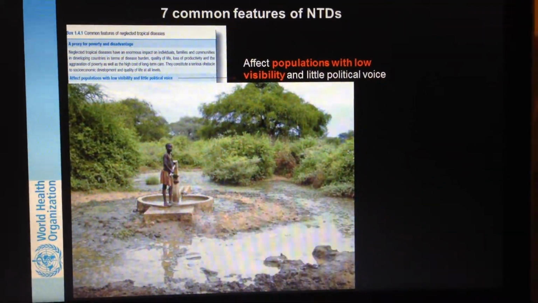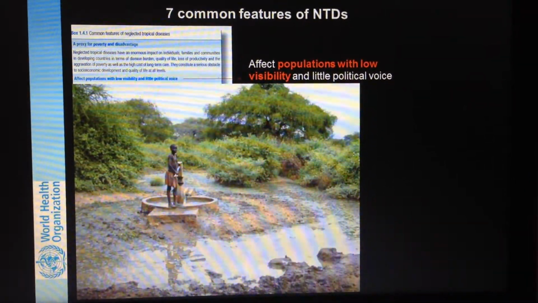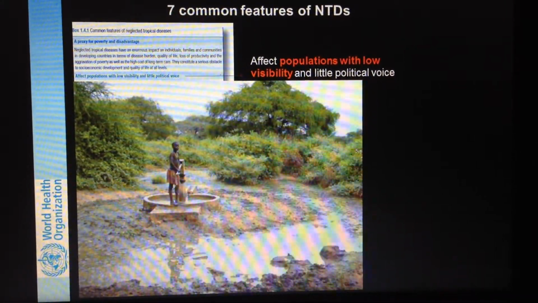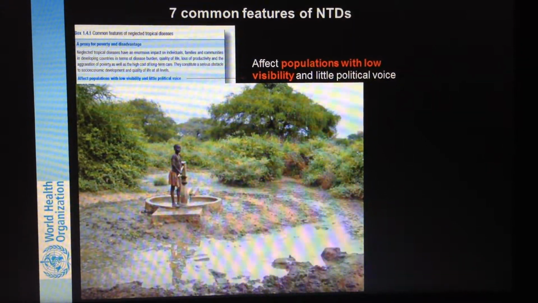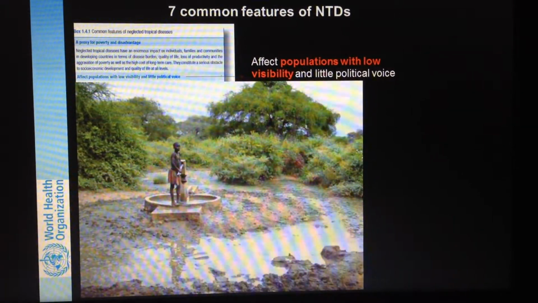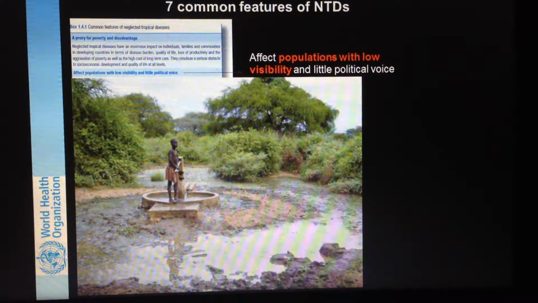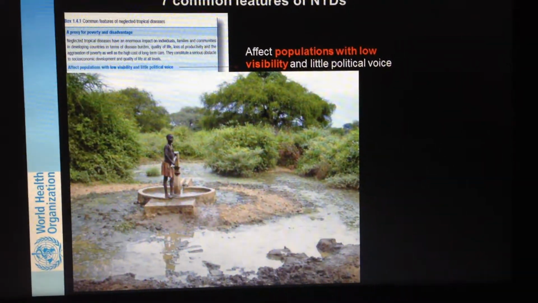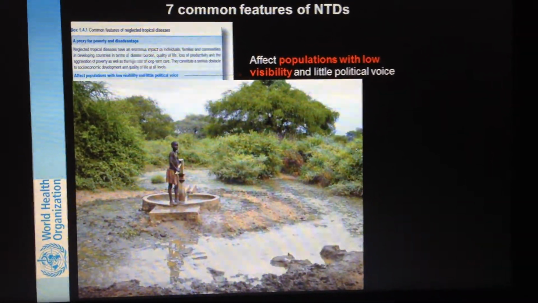These diseases also affect population with very low visibility. In fact, you can appreciate here a picture I took in South Sudan, in an area endemic for dracunculiasis, where you can see a young lady fetching water in a borehole, but look at the conditions that she needs to face or to handle to reach that borehole.